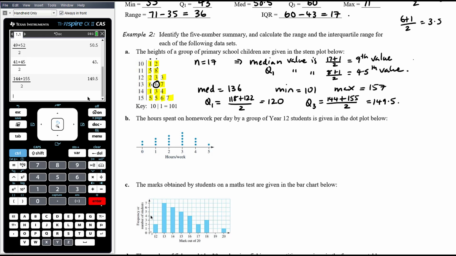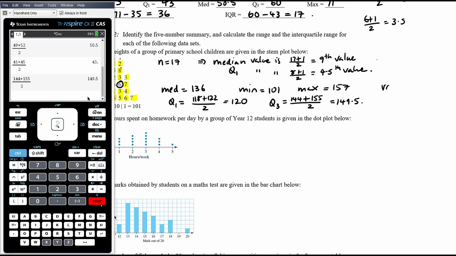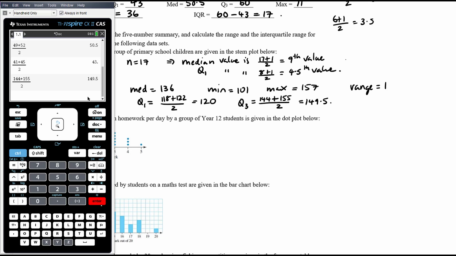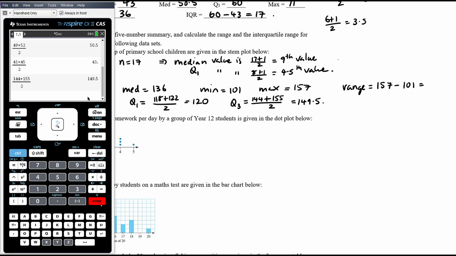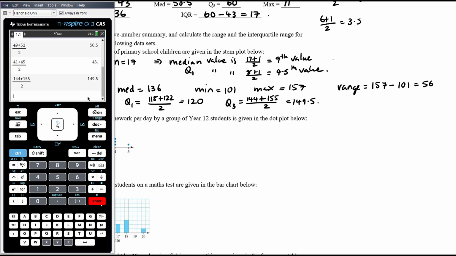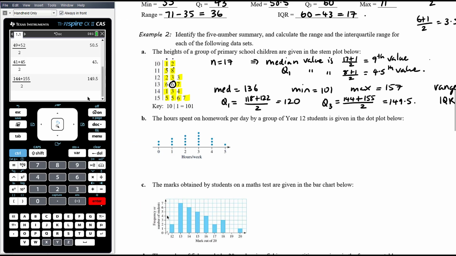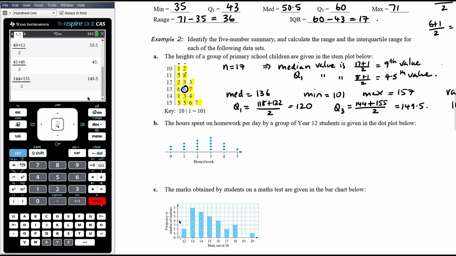Question specifies. Yep. So range is going to be 157, which is the max, minus 101, which is the min. So that's going to be 56. And the interquartile range, Q3, which is 149.5 minus 120, which is 29.5. Okay. Alright, I'm not going to try to not write so much of this out this time.